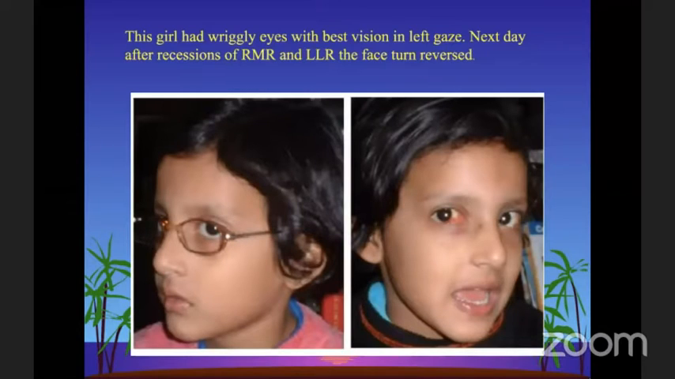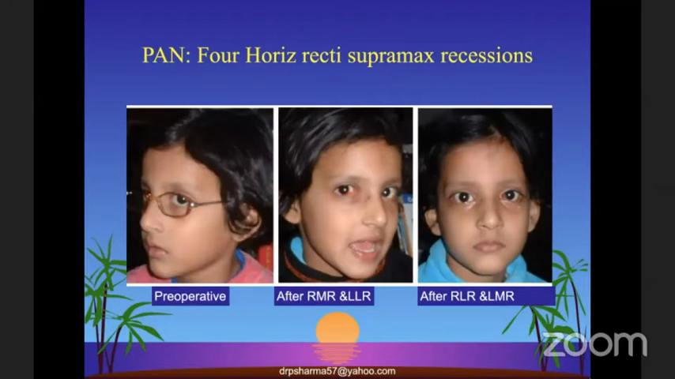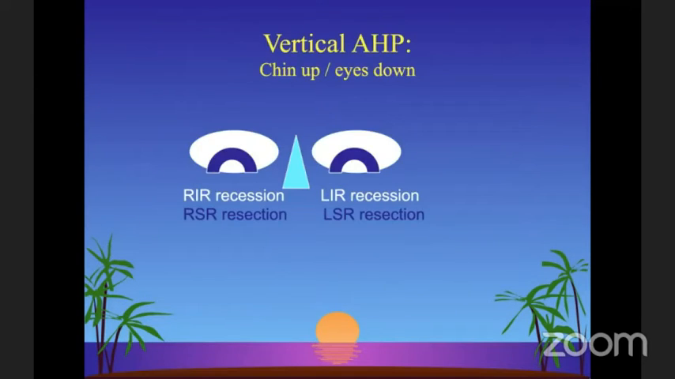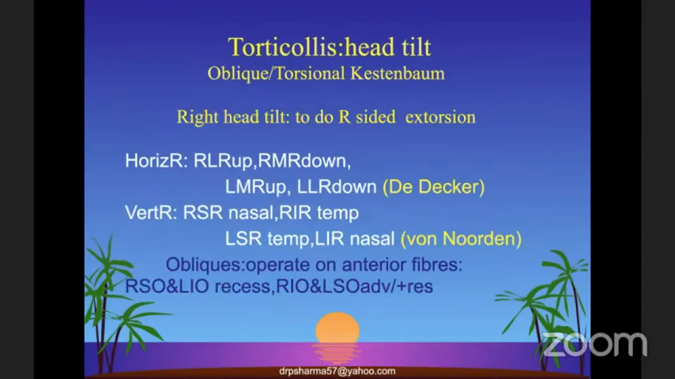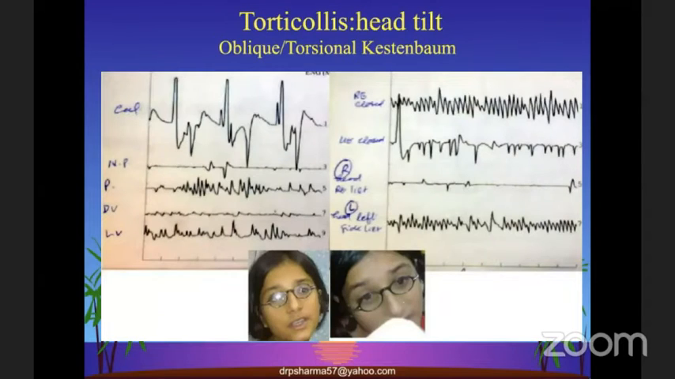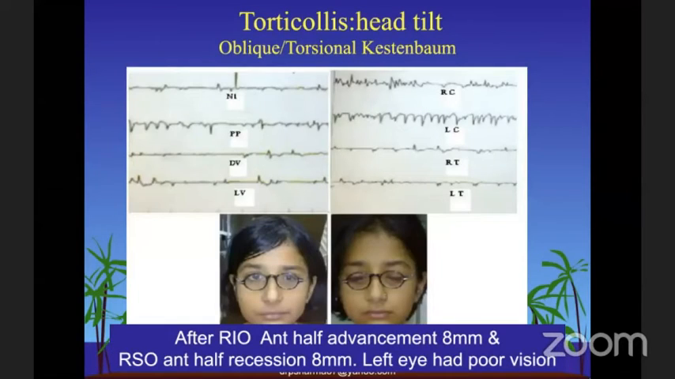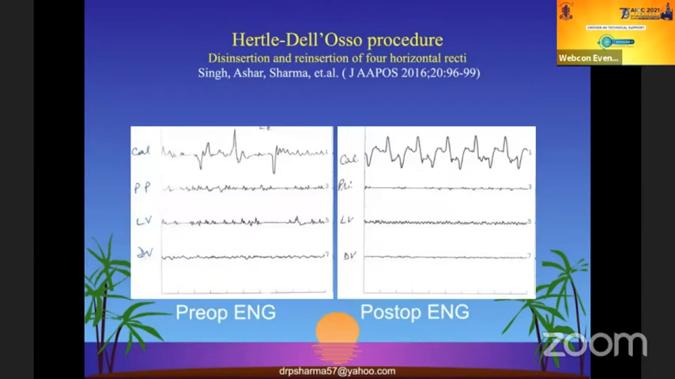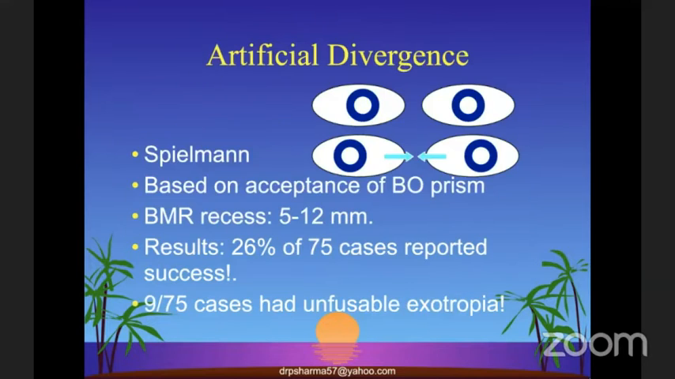In a missed periodic alternating null nystagmus, you may have a switch of head posture. If you have done an augmented Anderson's, there's nothing to worry. You can do the other two yoke muscles, and it will resolve the problem in another 24 hours. If there is an associated squint, you have to take care of that squint. And the same goes for chin up or chin down, or a torsional Kestenbaum procedure, which may be done if there is an eccentric null in different ways. Procedures like 4 muscle resistance and the Hertel Veloso have not been of much use.